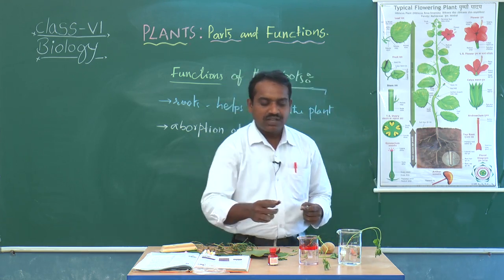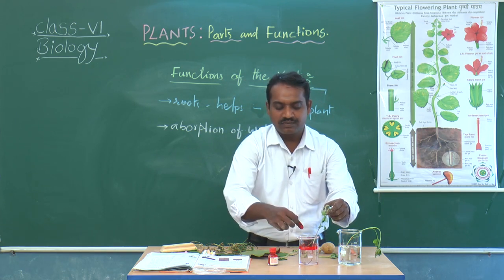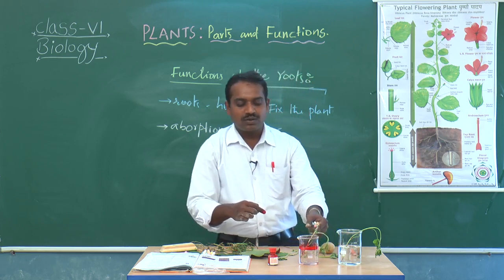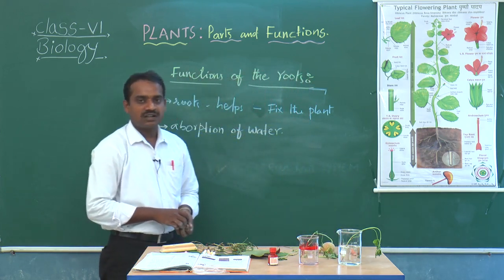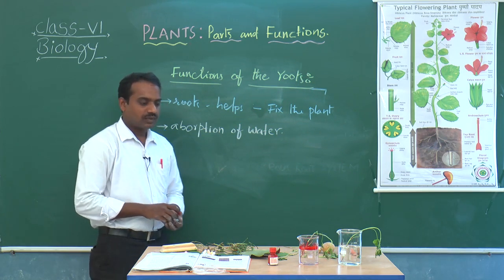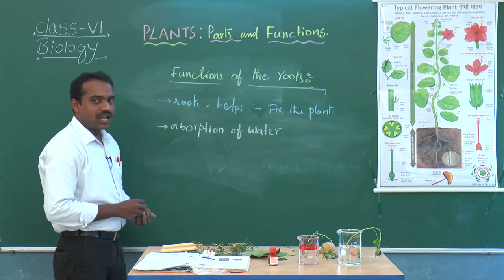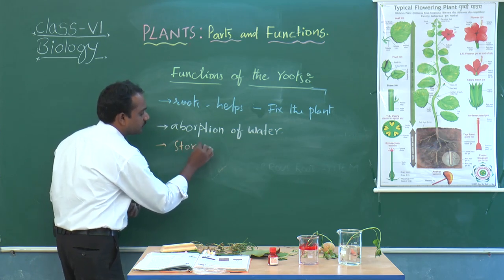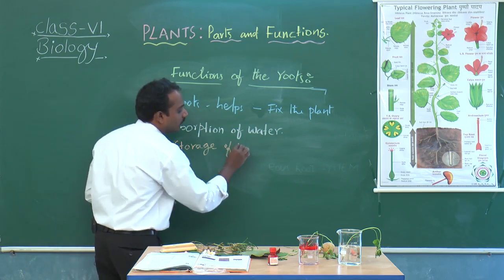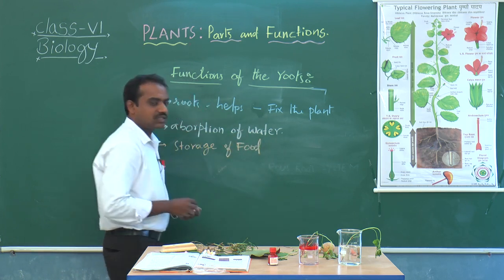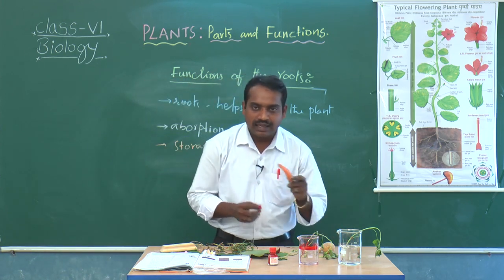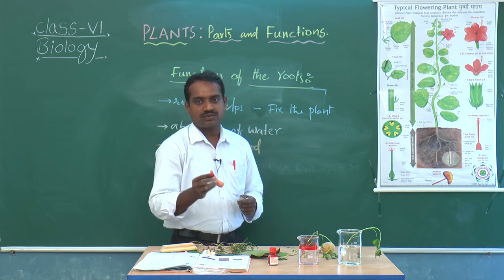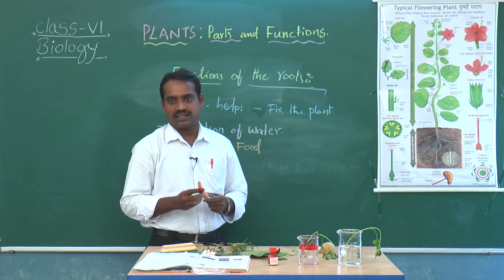After 2-3 hours, we can observe red color lines on the stem. It shows that roots are absorbing the water and minerals from the soil. And in some plants, roots also help in storage of food material. In some plants like carrots, beetroot and radish, the food material is stored in the roots, which we take as food.